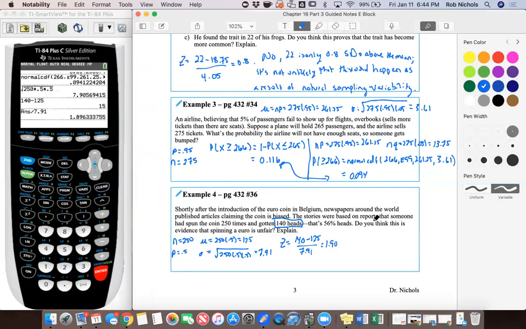So we get within 2 standard deviations. Do I think this is unfair? No. 140 heads is within 2 standard deviations of the mean. And there are other ways you could justify your answer on that.